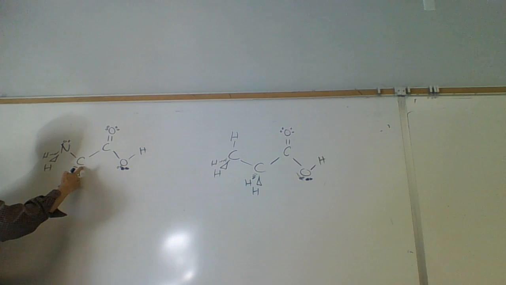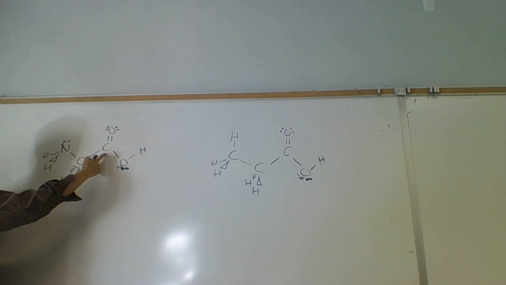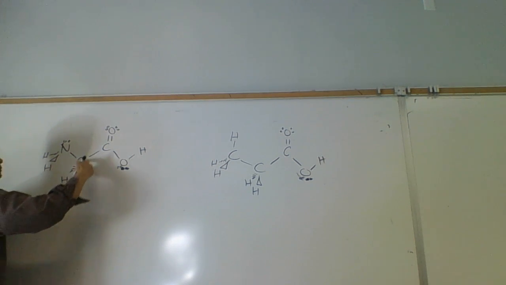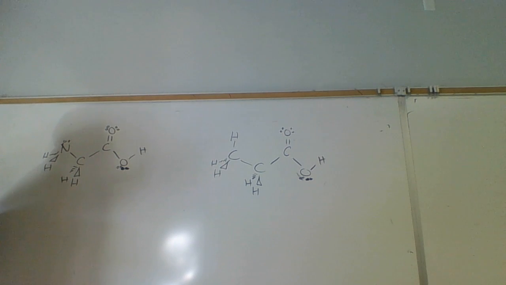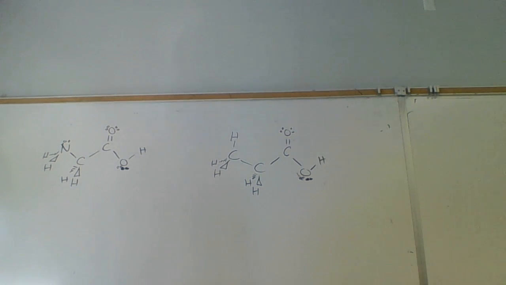This carbon is tetrahedral. This carbon is planar. Yeah, trigonal planar. This is all flat in the plane. This oxygen is tetrahedral electron pair geometry. But normally when people ask about the shape, they're asking about the molecular geometry.